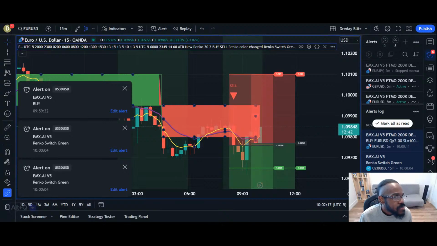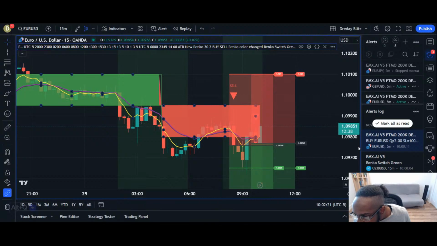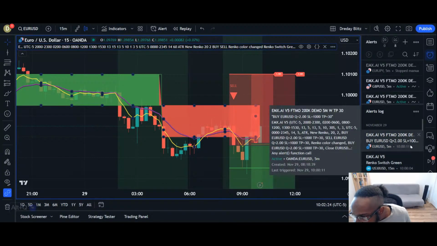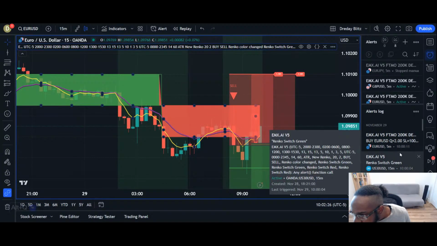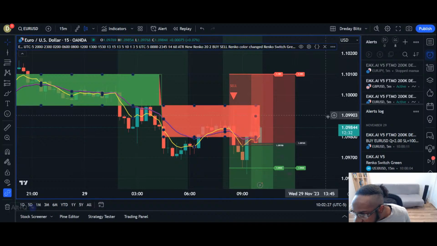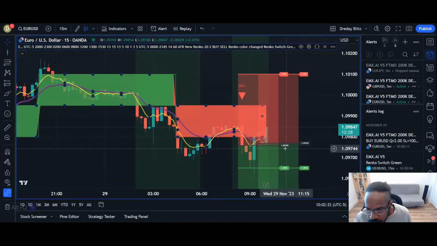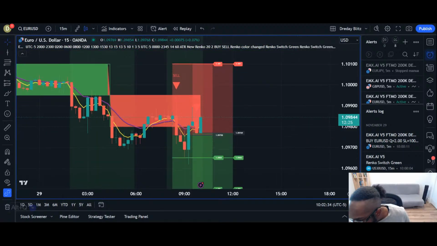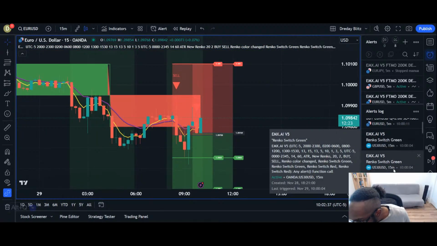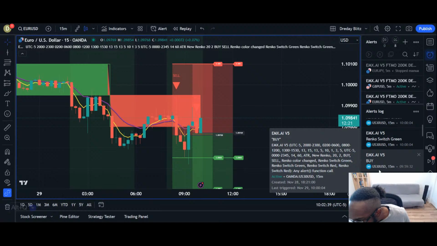All right, so let's continue. So we did have a buy. Let's see here. No, that's a buy regarding my automation here. So disregard that. So let's see if there's anything else that came in.